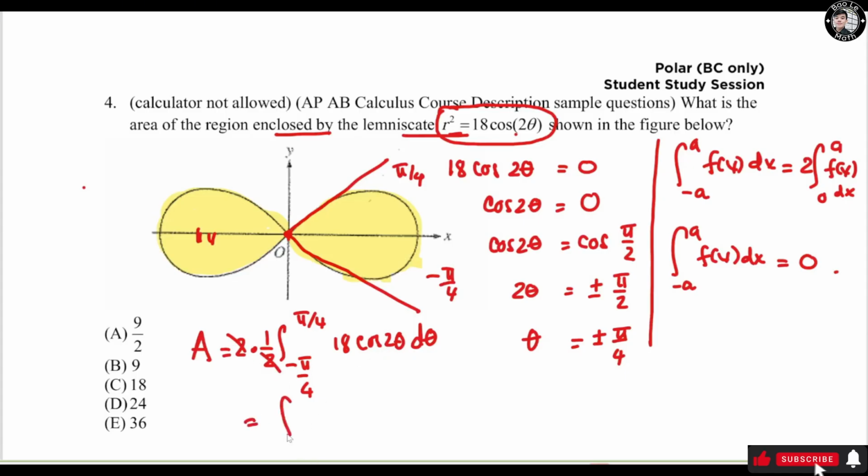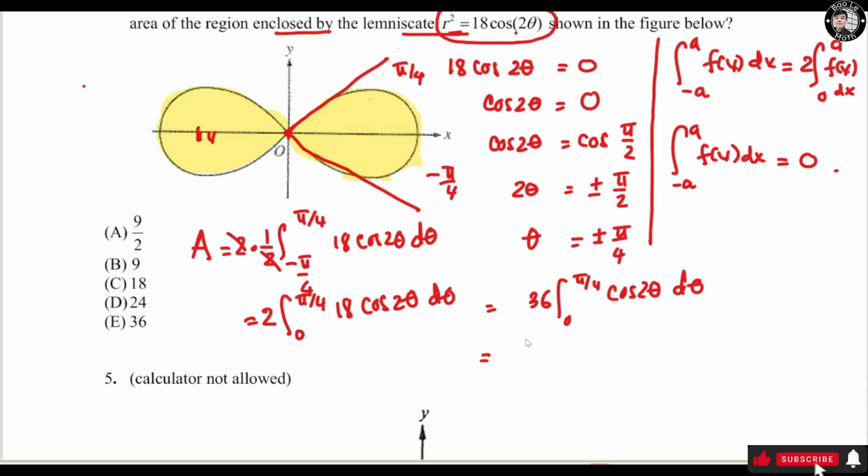So this guy becomes the integral from 0 to pi over 4. And you need to put 2 right here, right? Of 18 cosine 2 theta d theta. So it could be 36 times the integral from 0 to pi over 4 of cosine 2 theta d theta, right? And it's going to be 36 over 2 times sine 2 theta evaluated from 0 to pi over 4, right?